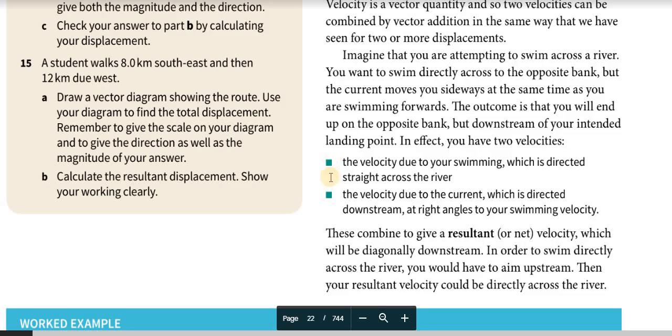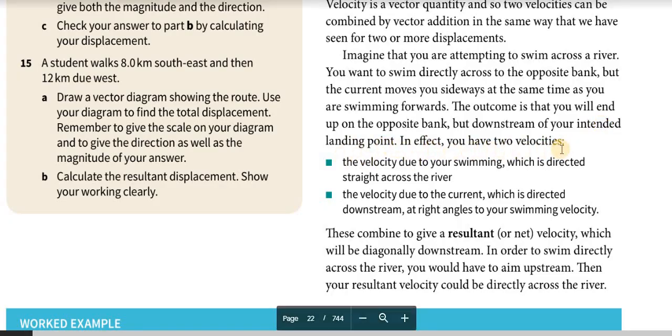So what is happening is you are trying to swim from one end of the river to the other, across the river, but the river is flowing like this. So even if you try to swim straight ahead, you will end up somewhere else because the river is flowing perpendicular to the direction you are swimming. The outcome is that you will end up on the opposite bank but downstream of your intended landing point.